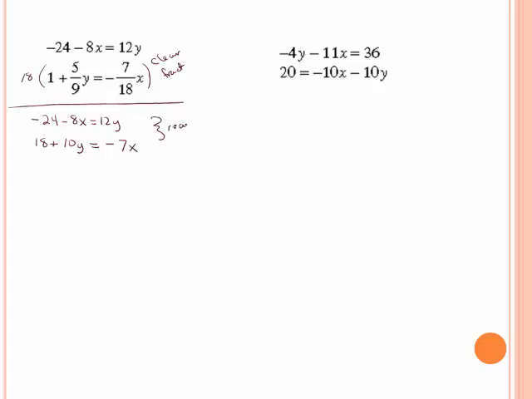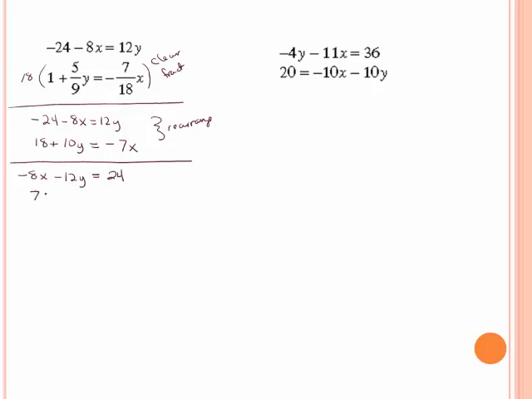Then I'm going to rearrange so that they're lined up nicely. So I'm going to do negative 8x minus 12y. So I'm bringing this 12 over, and I'm going to put this 24 over here, so that's going to give me a positive 24.